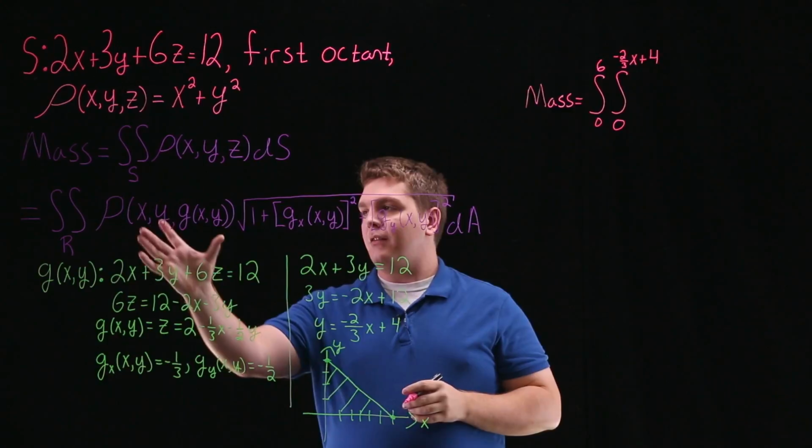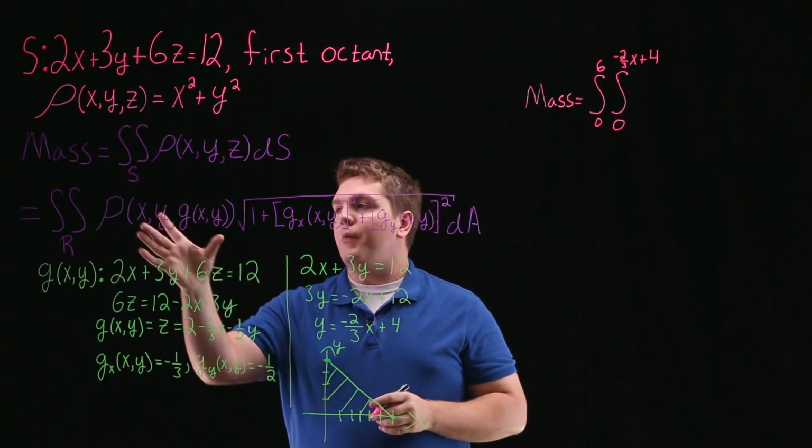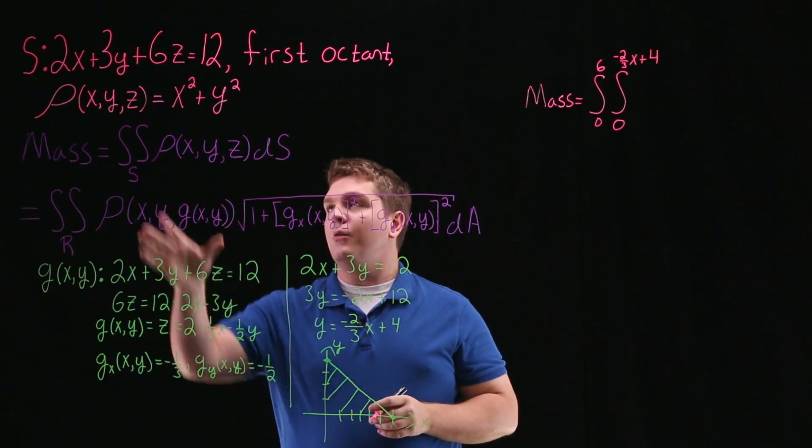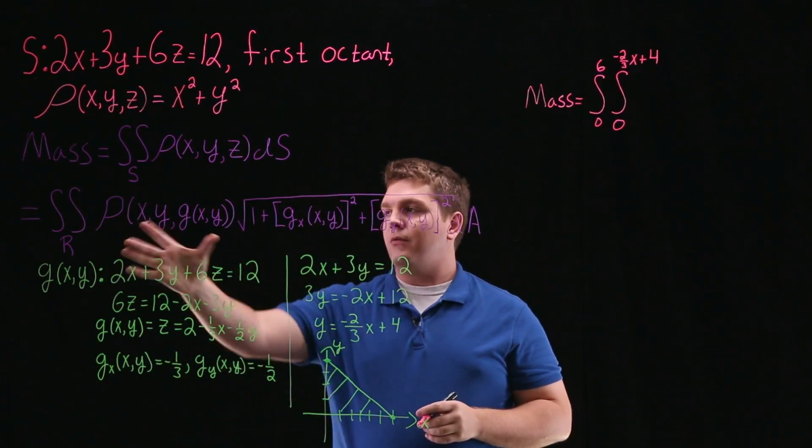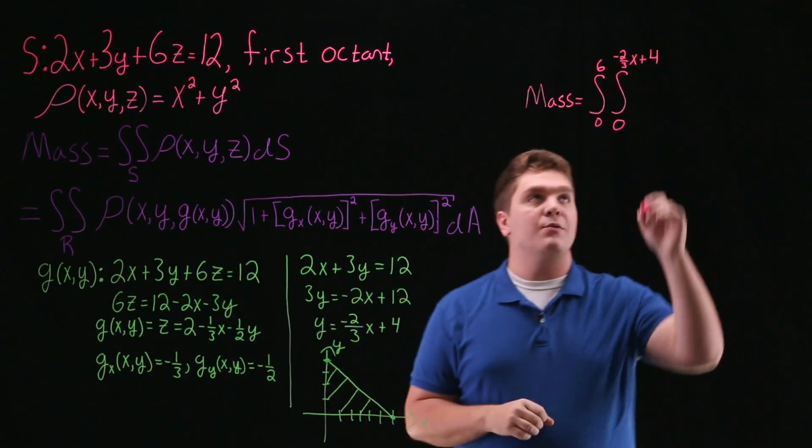So now we have to fill in this information. Well, we know what rho is. We know rho is x squared plus y squared. So for this piece, we're only going to have x squared plus y squared.